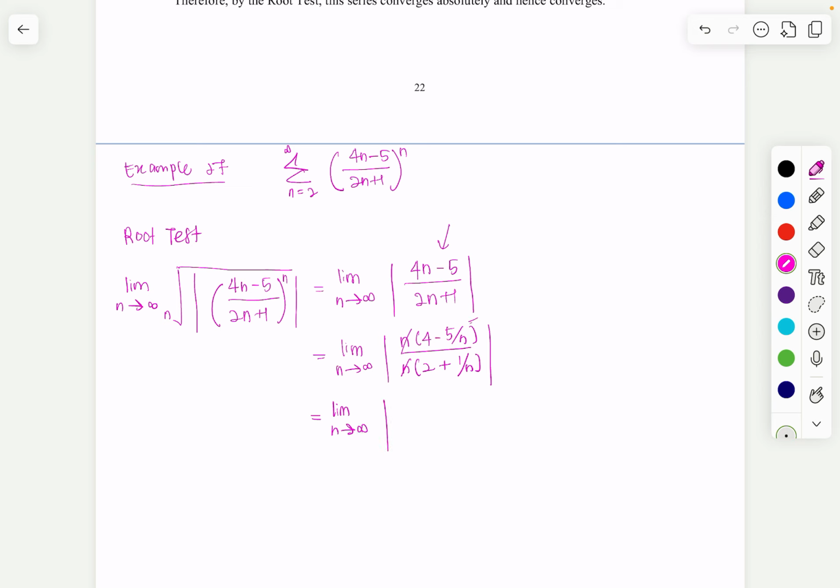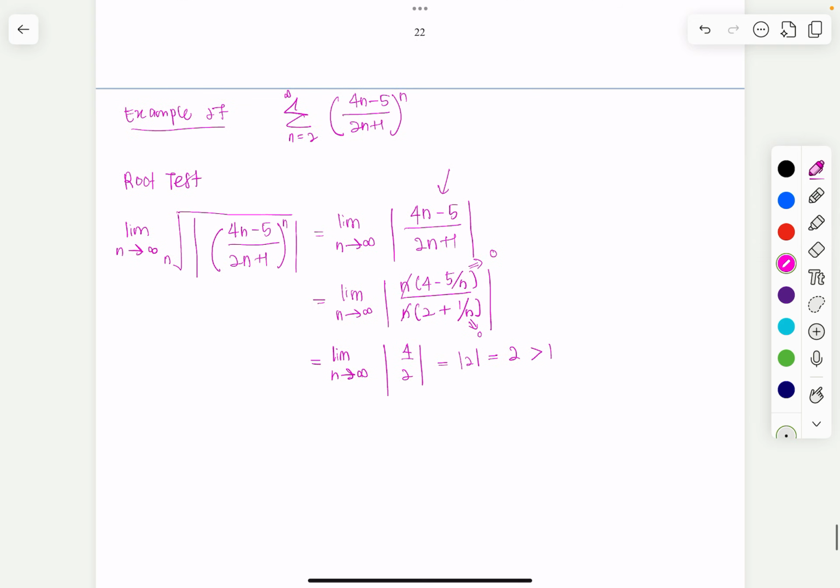As n goes to infinity, 5 over n becomes 0, and this one is also 0. So what's left is 4 over 2. The absolute value of 4 over 2 is just 2. So we get the limit L equals 2. Since 2 is greater than 1, based on the condition we can conclude that the series is divergent. This is the reason.